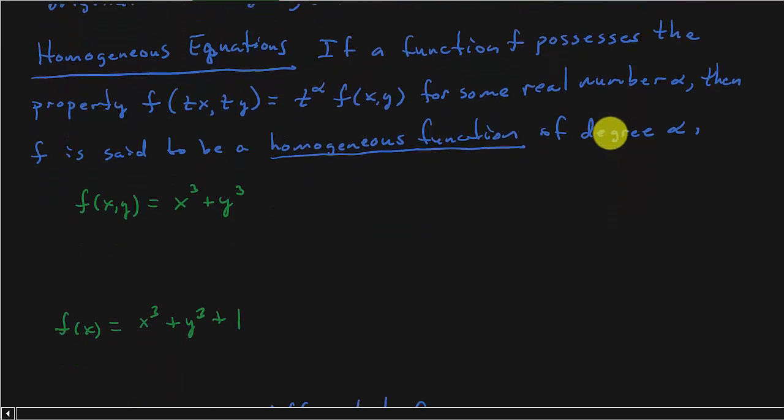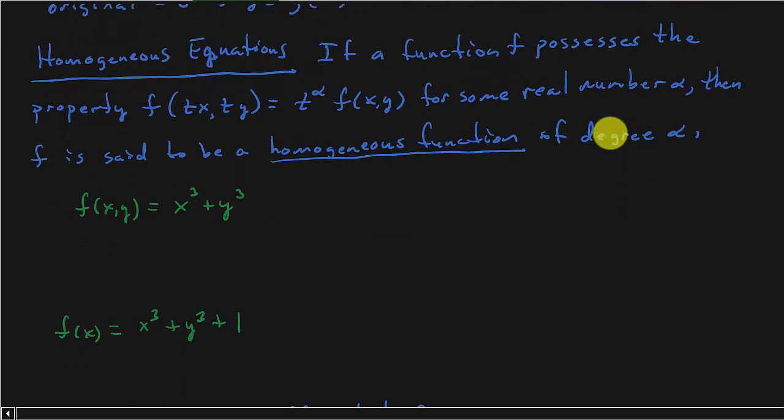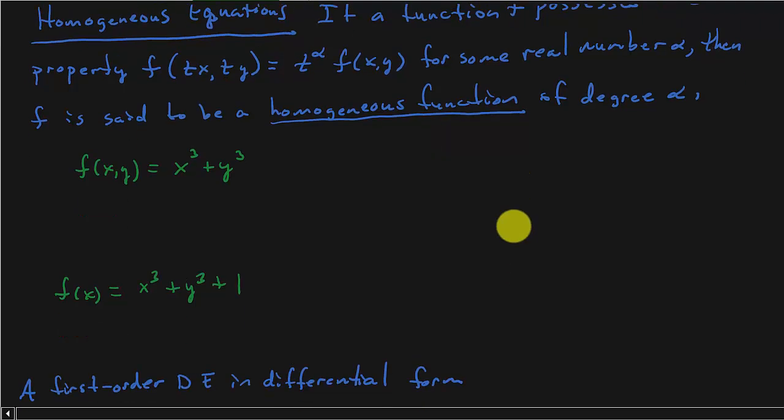And then we've got homogeneous equations. If a function f possesses the property f of tx, ty equals t to the alpha times f of x, y for some real number alpha, then f is said to be a homogeneous function of degree alpha. And here's a couple examples.